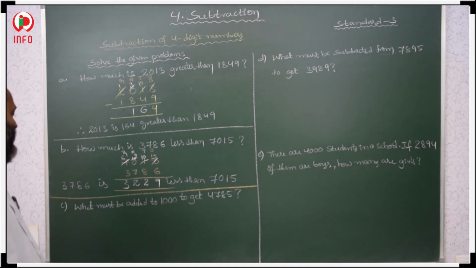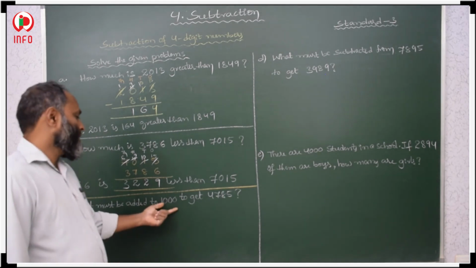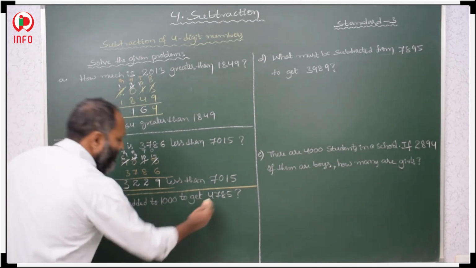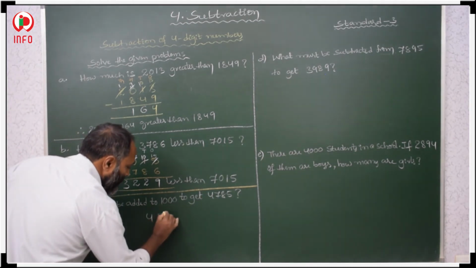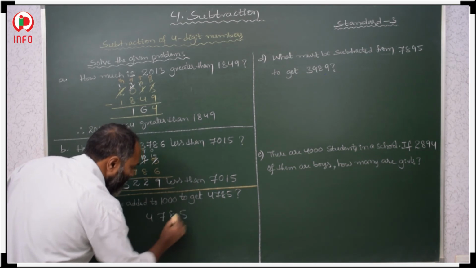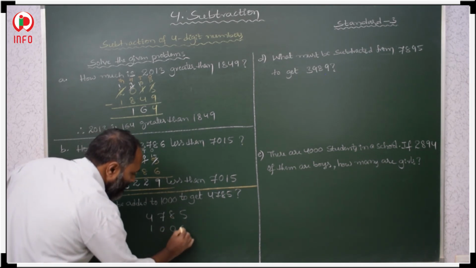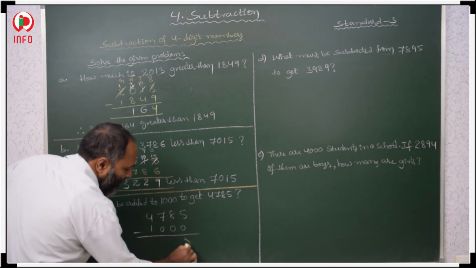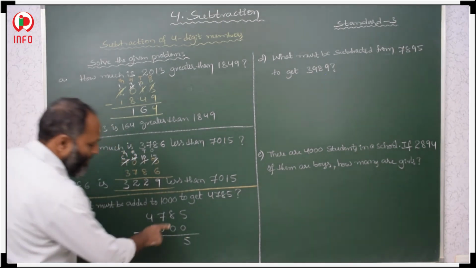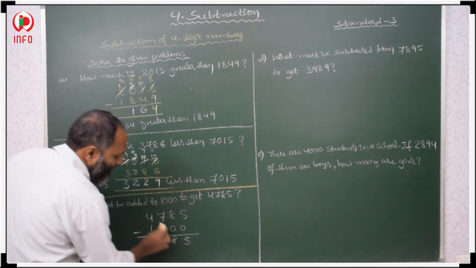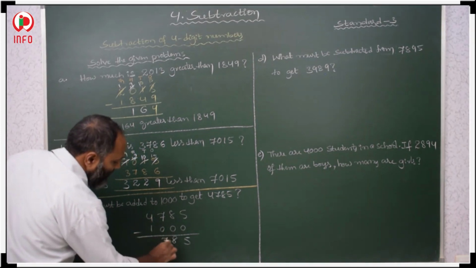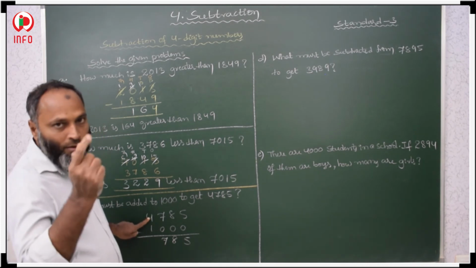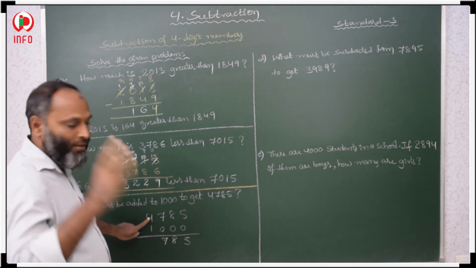Now, what must be added to 1000 to get this? Again, we have to subtract the smaller number from the bigger number. 4785 and 1000. 5 minus 0. A number minus 0 is itself. 4 minus 1 means 2 to 4 we have to count. 2, 3, 4. It is 3.